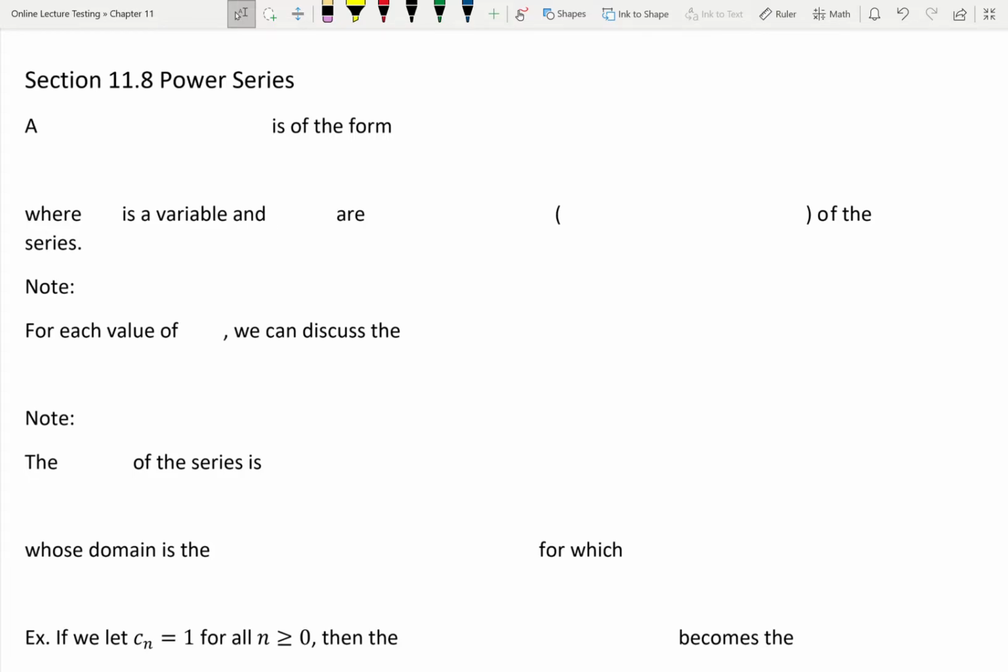Hey everybody, this is Mr. Brooks again. So today we're going to start into the next section after test 3, which is dealing with power series, and what a power series actually is, which we're going to get into for 11.8.